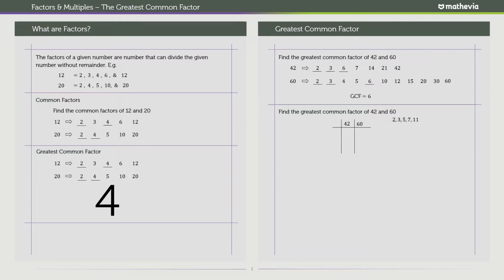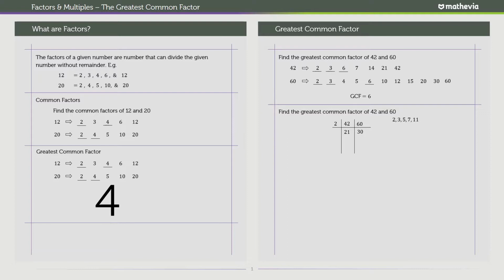All right, so what prime number can we start off with? 2. Can 2 divide 42 and 60? Yes, 2 can actually divide 42 and 60. And basically when we divide 42 by 2, we have 21. And then we divide 60 by 2, we have 30. Okay, now we have 21 and 30.